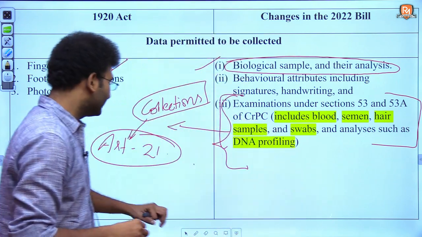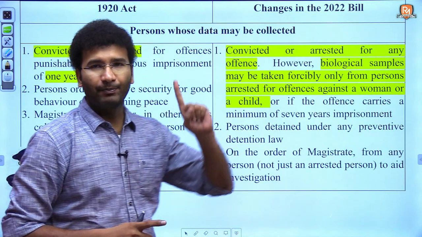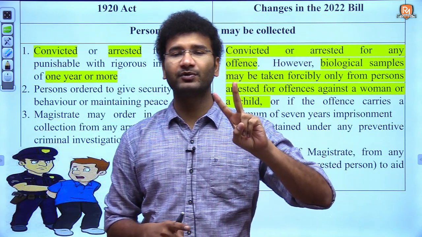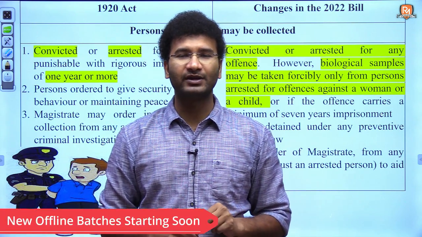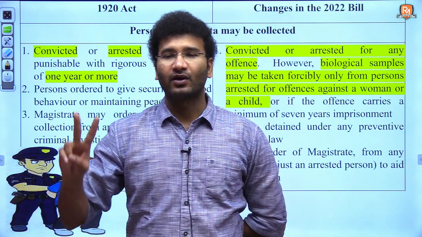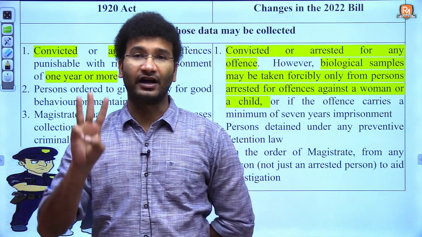So these are some of the aspects. As said earlier, in 1920, a person who was convicted or arrested for offenses punishable with rigorous imprisonment of one year or more had their samples collected. But now, it can be a person who is arrested, a person who is convicted, or even an accused person.